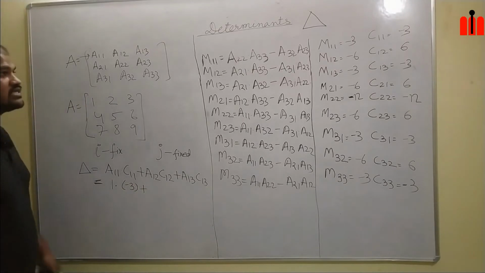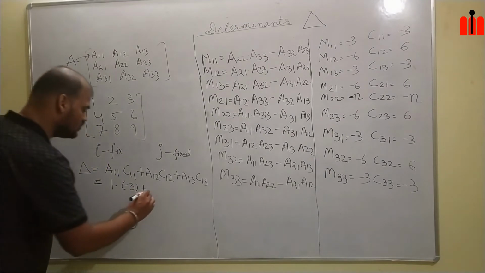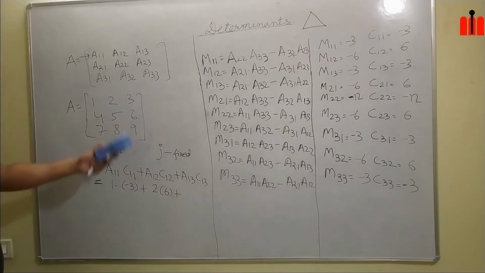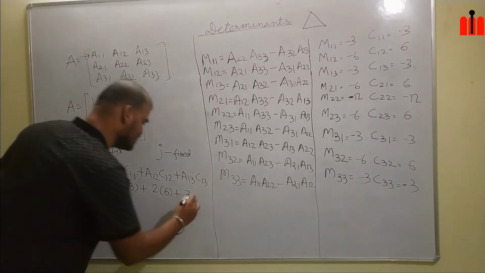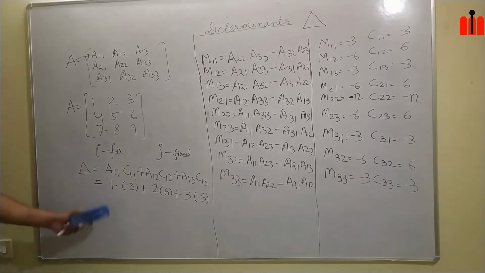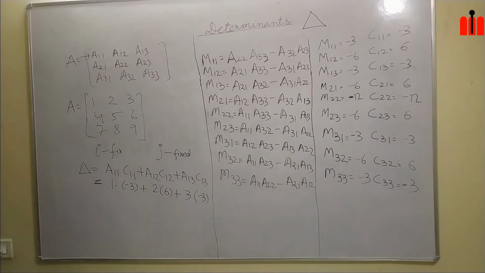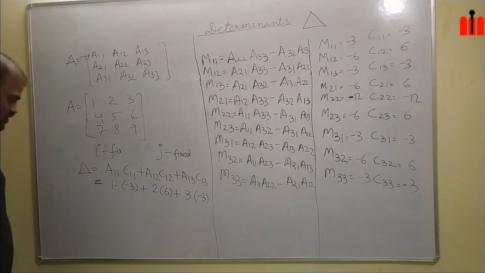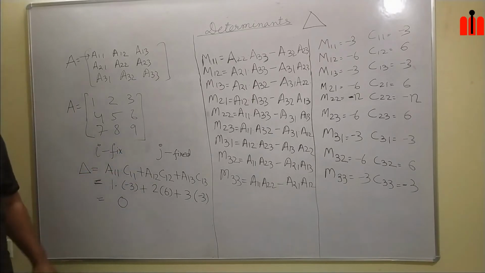Plus, what is A12? A12 is 2 and my C12 is 6. So 2 into 6, plus, what is my A13? A13 is 3, and what is my C13? C13 is minus 3. So 1 into minus 3, 2 into 6, 3 into minus 3. What will be the result? Minus 3, minus 9, minus 12. Minus 12 and plus 12, it will be 0. So my determinant for this matrix is 0.